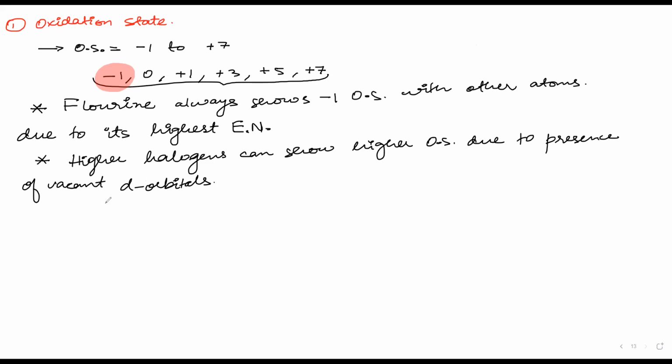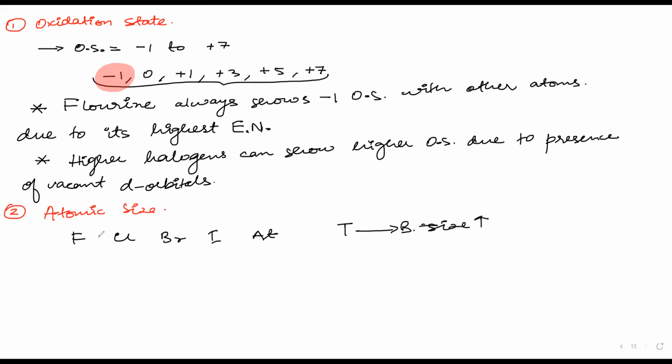Next, we will learn about the atomic size. In atomic size, we have fluorine, chlorine, bromine, iodine, and astatine. You know that from top to bottom, size increases, right? So this will be the order for the size. Then the physical state.